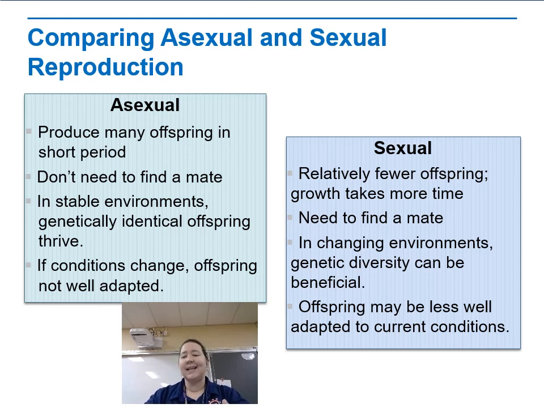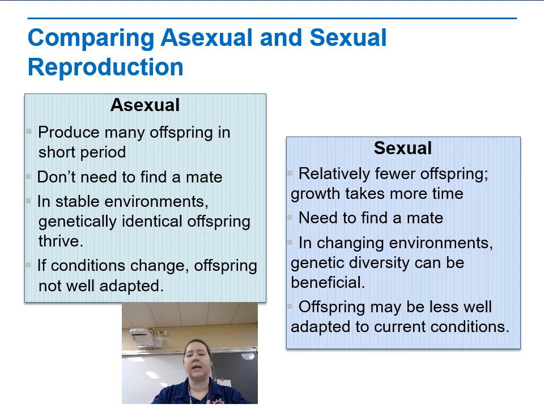When you're genetically identical, there's no variation. That means those organisms may not be able to withstand changes, but in a stable environment, those organisms can flourish. Whereas sexual reproduction generally produces fewer offspring because it takes more time. There needs to be a mate of some sort. In changing environments, that genetic diversity is going to be super beneficial.